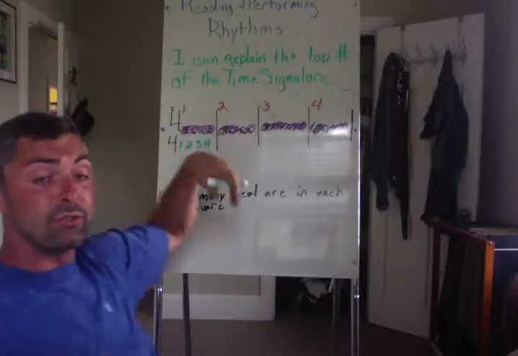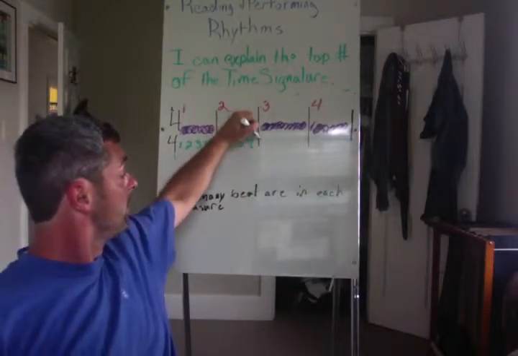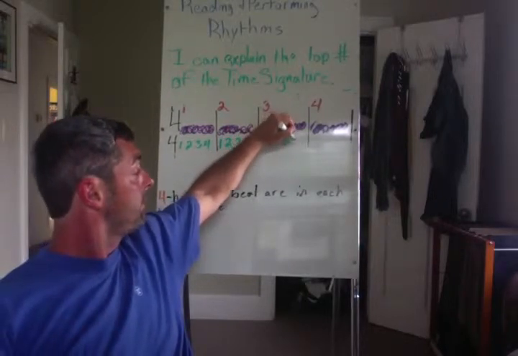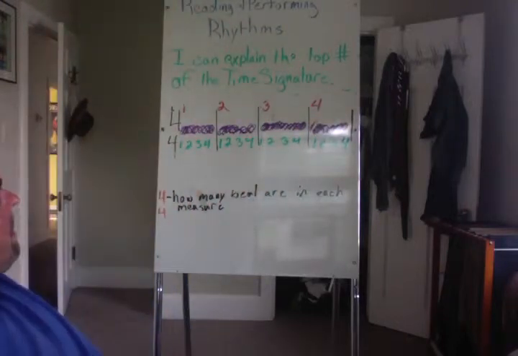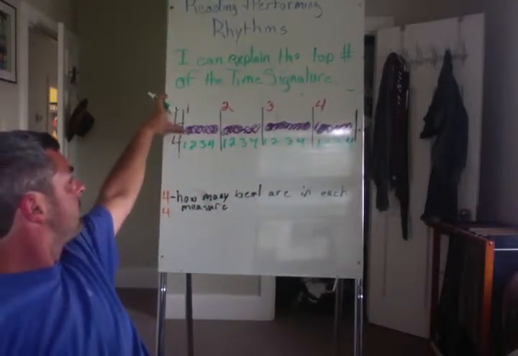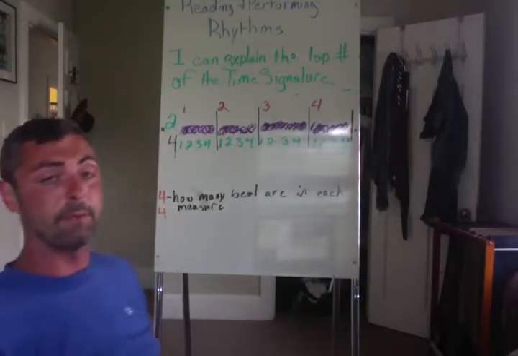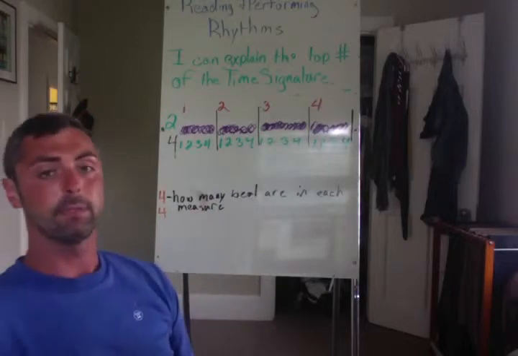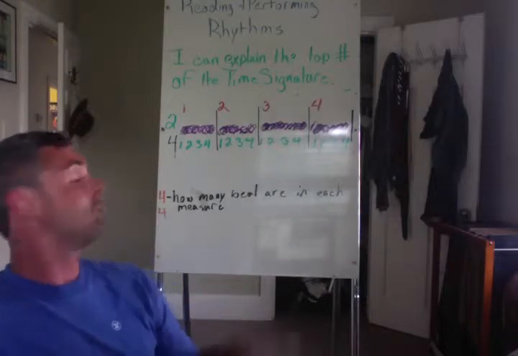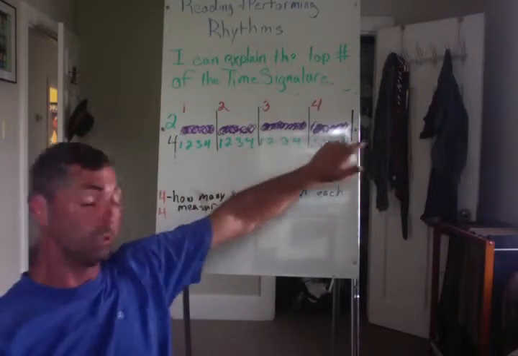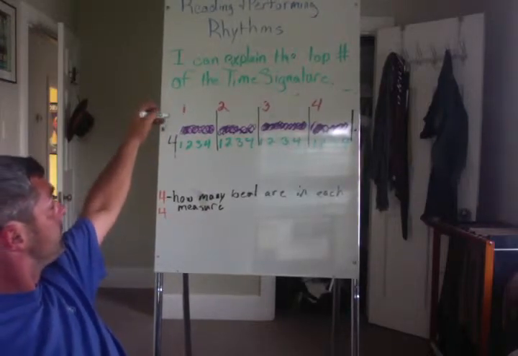Once we get into measure 2, we start it all over again. Here's beat 1, 2, 3, 4, 1, 2, 3, 4, 1, 2, 3, 4. Now, just for fun, let's say there was a 2 on top of the measure. Would this be accurate? No, because then there would only be two beats in each measure. So we'd go 1, 2, 1, 2, 1, 2, 1, 2. But since we have 4, there are 4 beats in each measure.